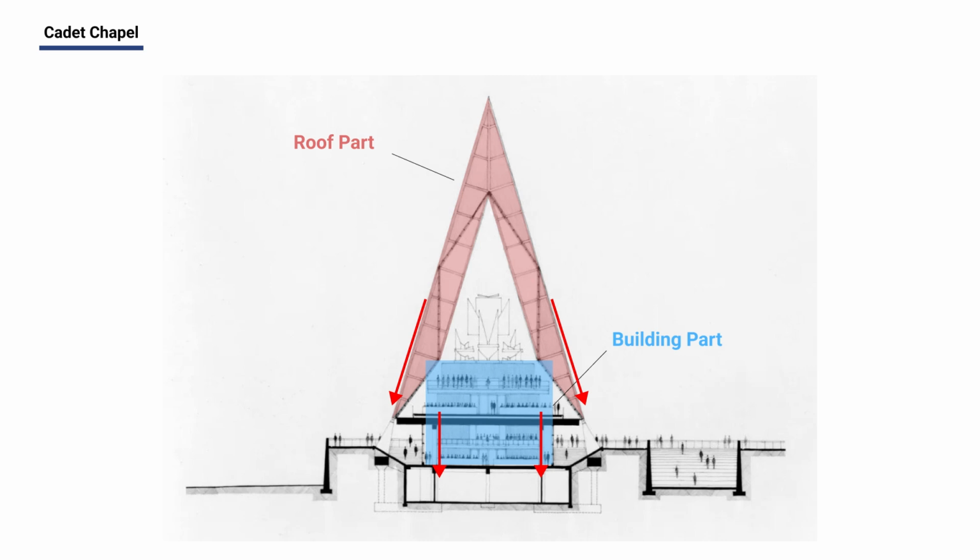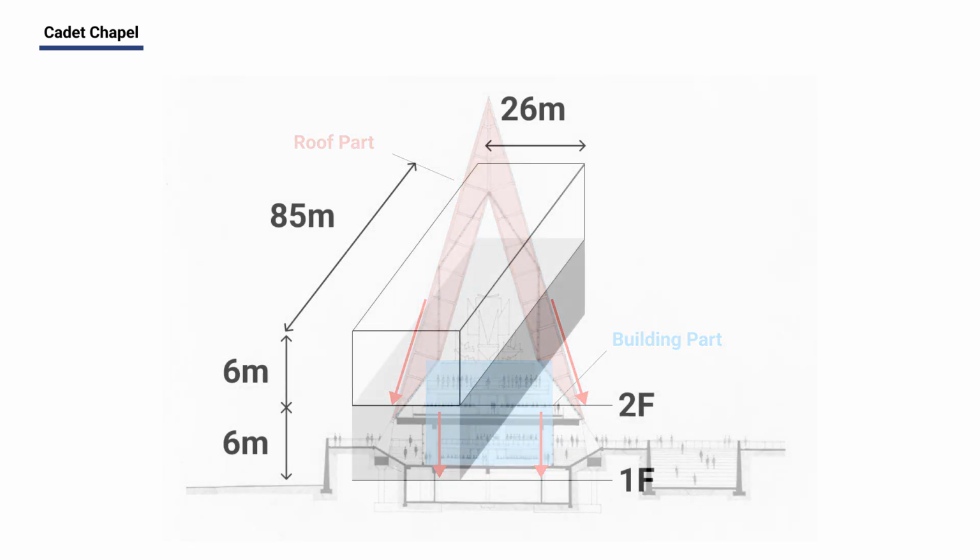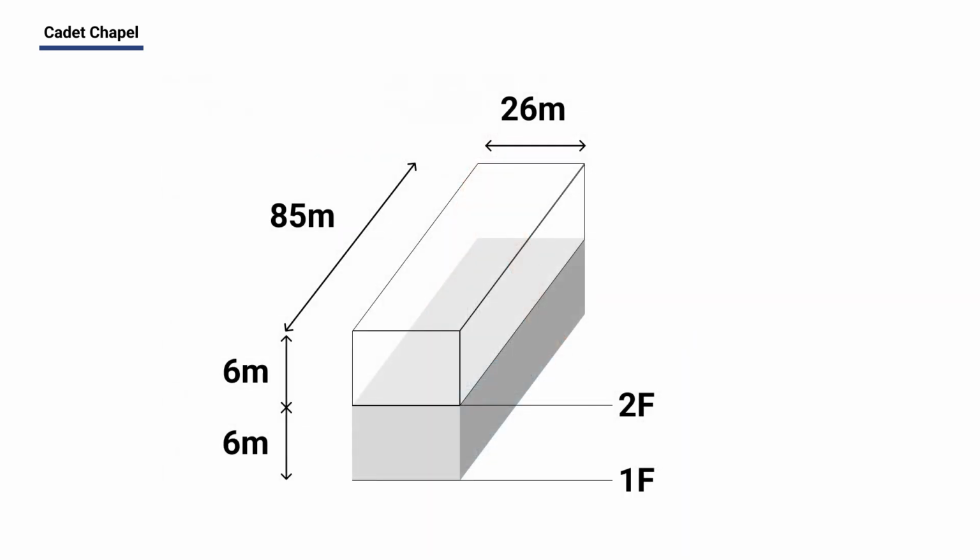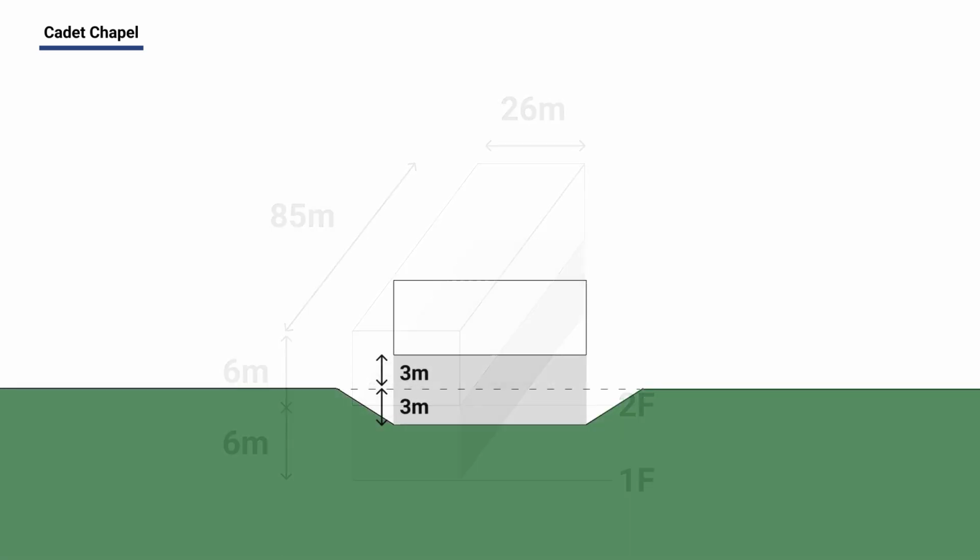For our past and future presentations, because our team follows the timeline of the construction of the cadet chapel, today we'll focus on the structure beneath the roof, the interior building. Our building consists of two floors, measuring 85 by 26 meters and 12 meters tall. The first floor begins from 3 meters below ground level, while the second floor begins 3 meters above ground level.